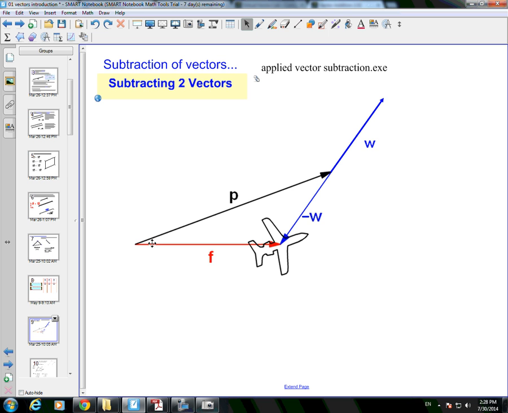So, for example, if we have the force of P plus wind, we end up with this vector right here. But if we have the force of the plane and we subtract the wind, we end up with the new vector F. This new vector F shows us the vector of the actual plane itself, because the plane was heading in this direction with this force, but had the force of the wind knocked against it, and now we're heading off in a different direction at a much slower speed than we were intending.